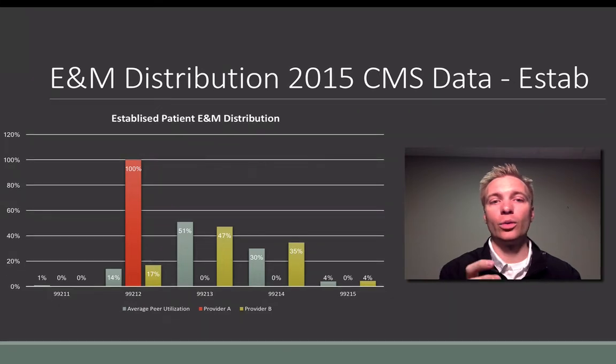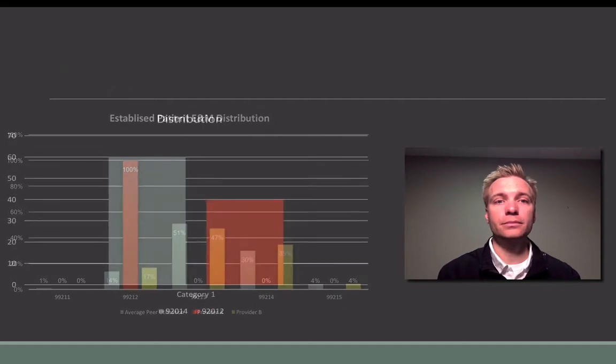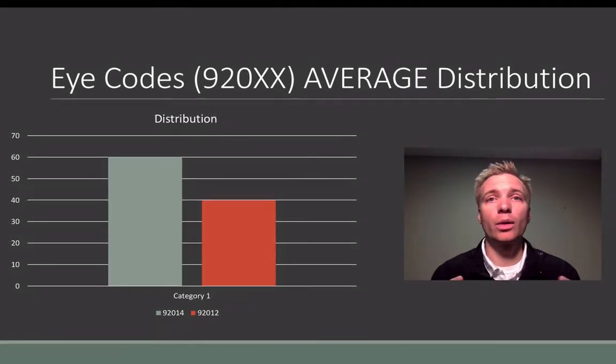So bottom line is, if we're looking at provider A and provider B as to who is at higher risk for audit, it's going to be the one that's outlier, and that would be provider A. And he's billing lower level codes, and so he's at a higher risk for audit, not because of the lower level codes, but because that's all he's using. If you look at eye codes, ophthalmological codes, we would expect about 60% to come from comprehensive and 40% to come from intermediate codes.